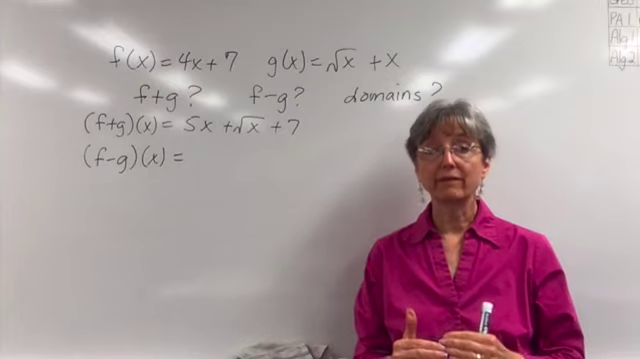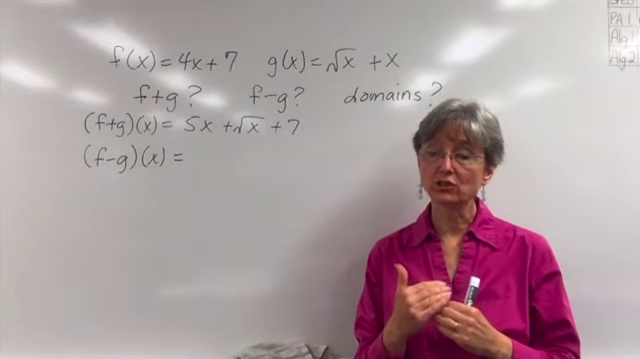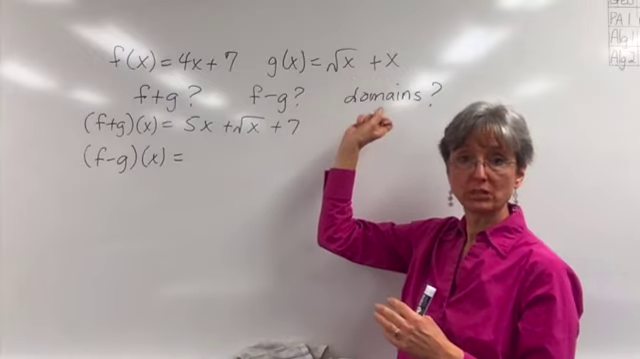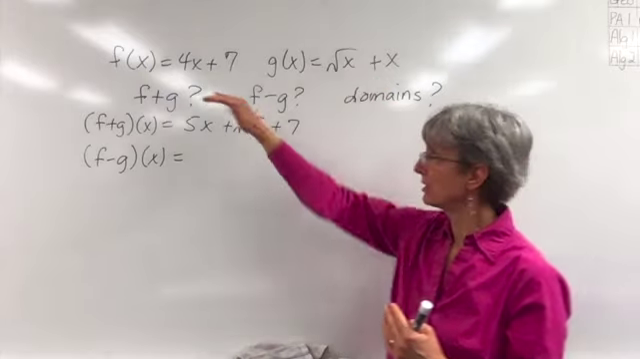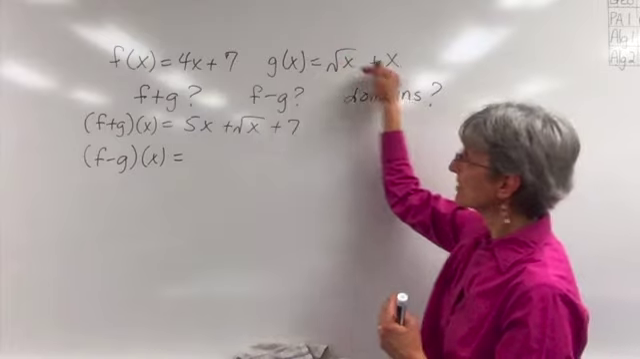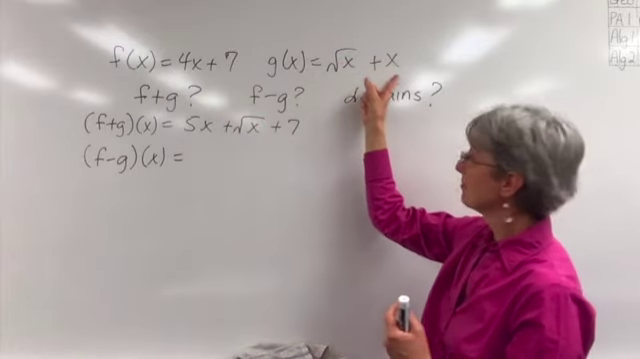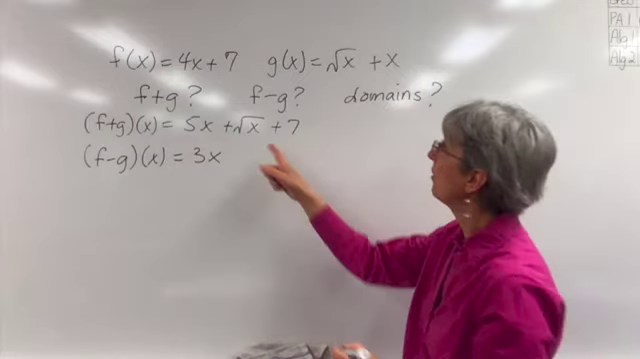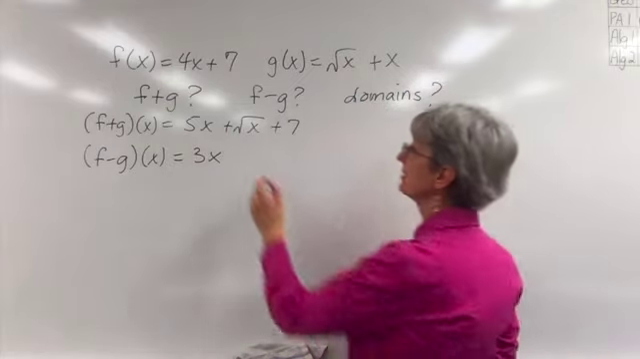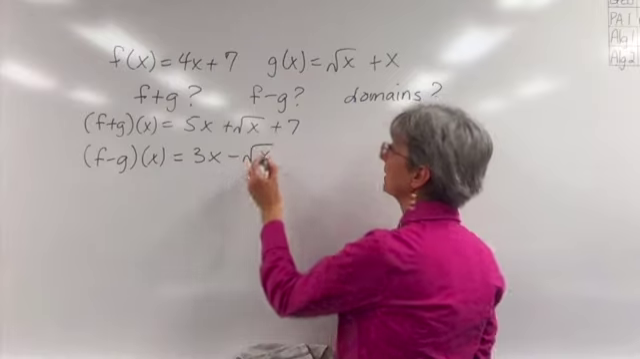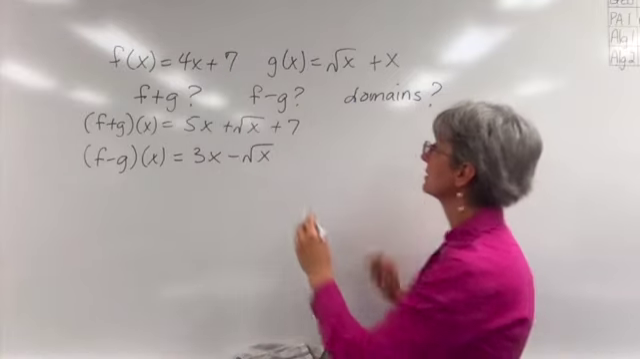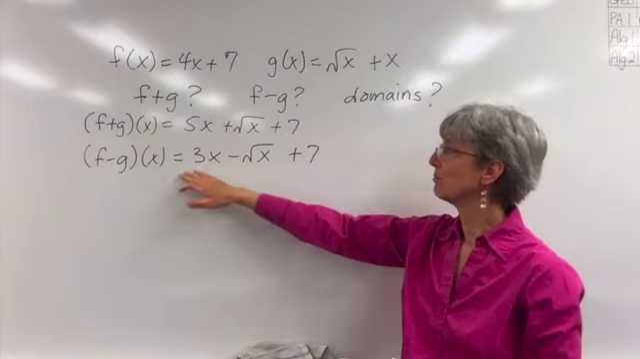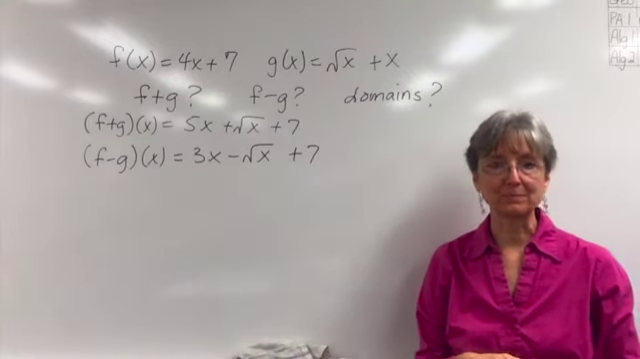Now when you do f minus g, watch your subtraction. Remember, this entire function is going to be subtracted, but I do the same thing, this minus this. So I have 4x minus x. This is going to be a 3x. And now I'm taking away square root of x, but this is 7 minus 0, so this is still positive 7. There is f minus g of x.